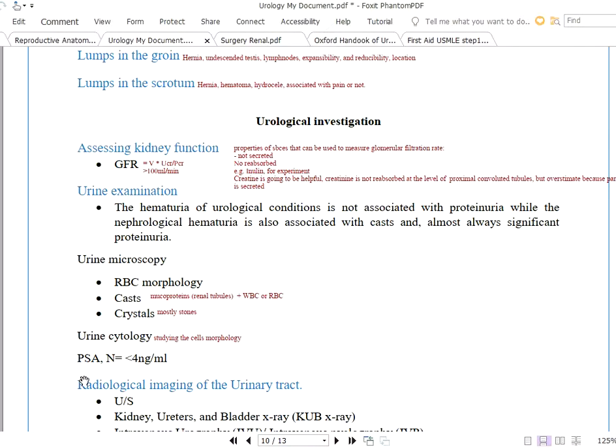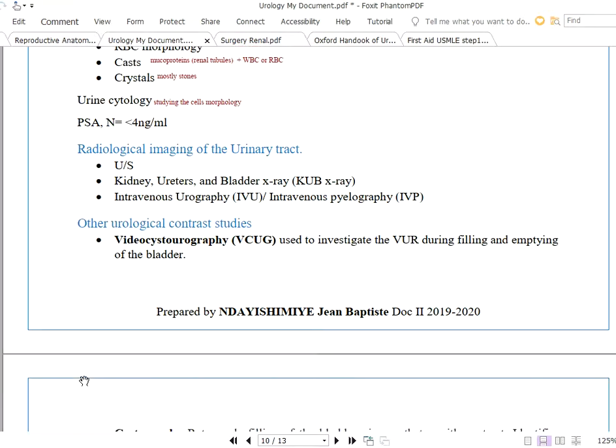Other urological investigations are radiological imaging. With radiological imaging, we may do ultrasound depending on the finding or the reason that leads us to do that ultrasound, or we may do KUB, which is a kidney, ureter, and bladder X-ray. This helps us because there are some stones which are radiopaque. Those are going to be seen on this KUB, but there are also some which are radiolucent, so those are not going to be detected on KUB.